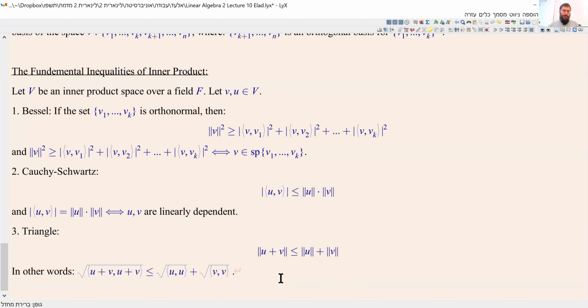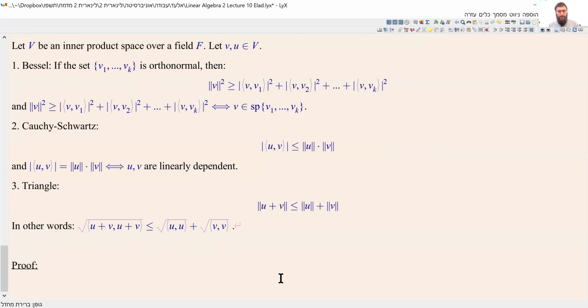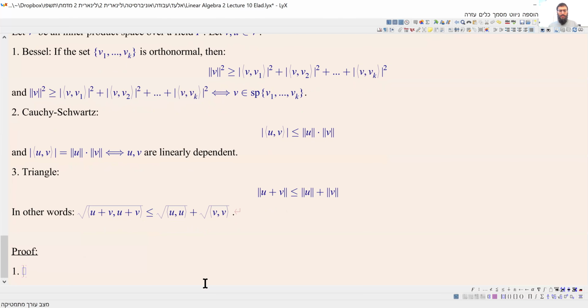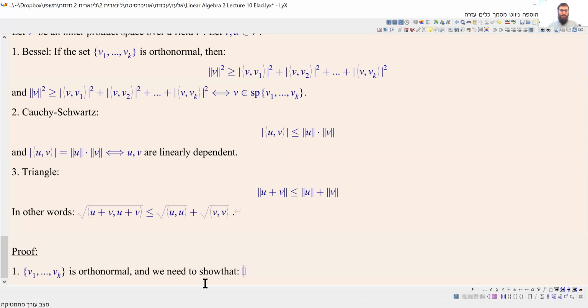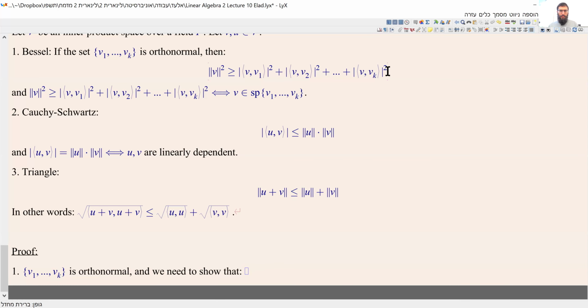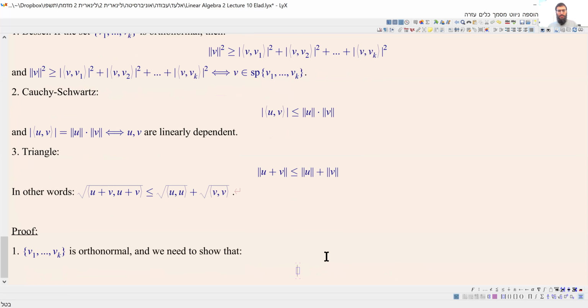Okay, let's prove them one by one. Take them out one by one. So first of all, for Bessel, we have an orthonormal set, and we need to show that the norm of V squared is greater than that sum.